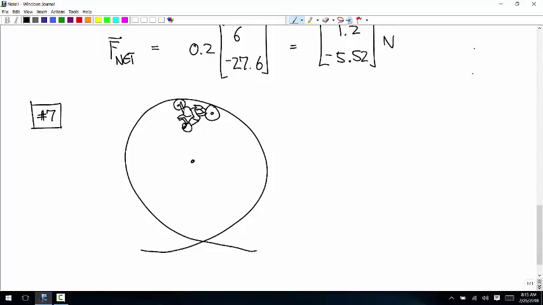Okay, so this guy's doing a loop-de-loop. So the way I drew it, he's going this way. And the circle has a radius of 2 meters. And that's a radius, not a diameter, so it's 12 feet tall.